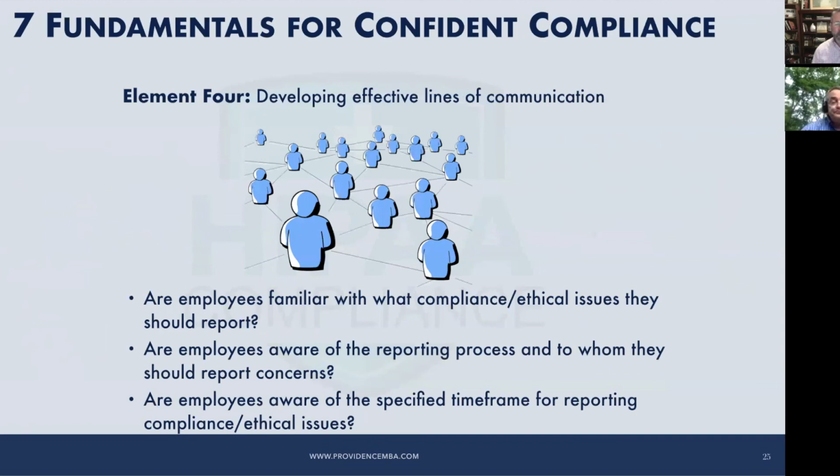You bet. And that's what we're showing here. Are your employees familiar with compliance and ethical issues and how they should report them? Are your employees, your team, your nurses, your doctors themselves? We've really got to understand that we've got to deal with the doctors. And are employees aware of specific timeframes for reporting those compliance and ethical issues? So again, we've got all of this happening all together.